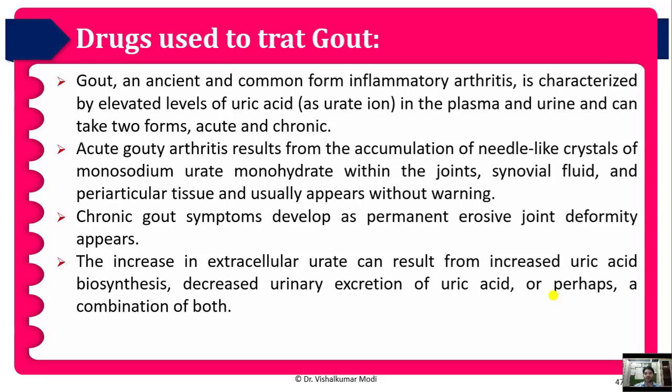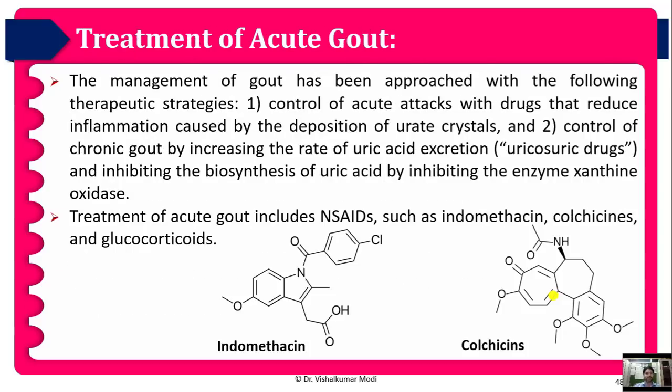The increase in extracellular urate can result from increased uric acid biosynthesis, decreased urinary excretion of uric acid, or perhaps a combination of both. Treatment of acute gout. The management of gout has been approached with the following therapeutic strategy. Number 1, control of acute attacks with drugs that reduce inflammation caused by the deposition of urate crystals. And number 2, control of chronic gout by increasing the rate of uric acid excretion, commonly called uricosuric drugs, and inhibiting the biosynthesis of uric acid by inhibiting the enzyme xanthine oxidase.